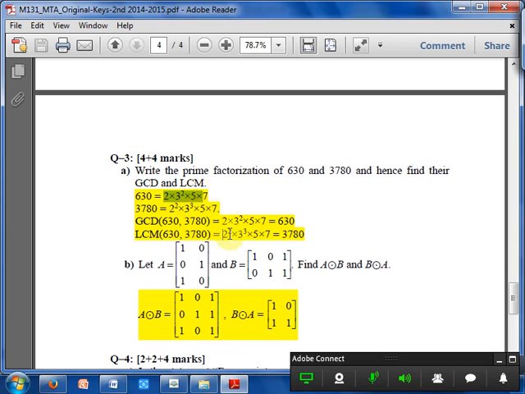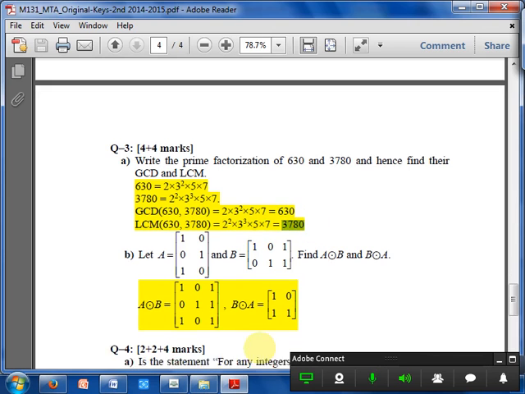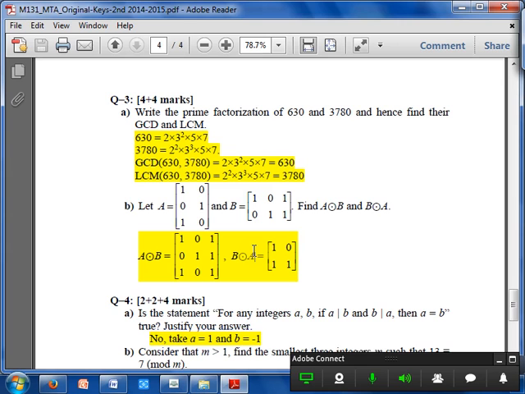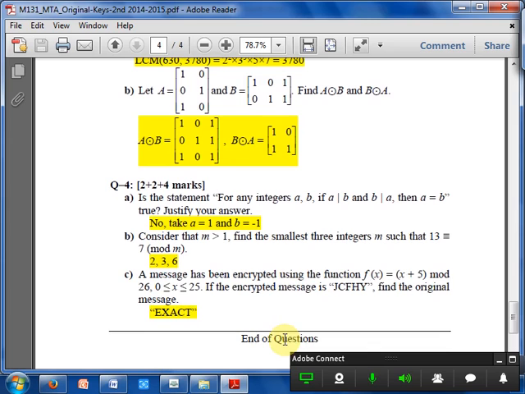And for LCM, you find the prime factors and take the maximum factor of both. This will get you GCD and LCM. Again, the product A into B and B into A, Boolean product. And the same case for any integer A, B: A divides B, B divides A, then A is equal to B, for any integer. So you take some integer and check whether it is true or false.